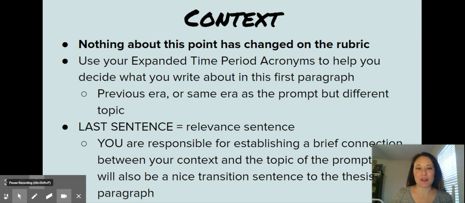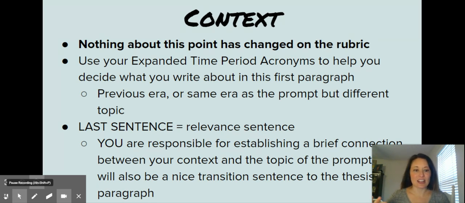This is still going to be the first paragraph you write in your DBQ essay. You're going to write a couple of sentences that provide this broader historical context that comes before or looks more broadly at the time period in which the prompt occurred. And then it's going to wrap up with a relevance sentence. You are responsible as the writer of your paper for establishing a brief connection between your context and the topic of the prompt. This serves as a really nice transition sentence to your thesis paragraph.